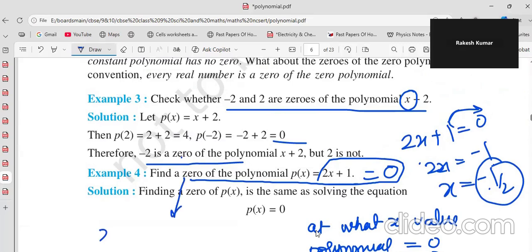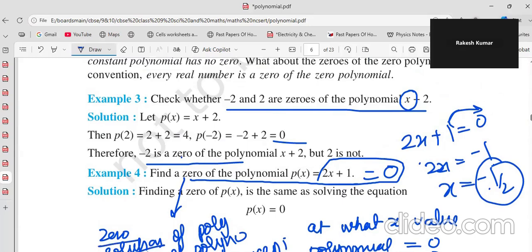This is also called the zero of the polynomial. It is also called the solution of the polynomial. It is also called the root of the polynomial. It is also called the x-intercept. Now, why is it called the x-intercept? So, it is called zero, solution, root, and x-intercept.